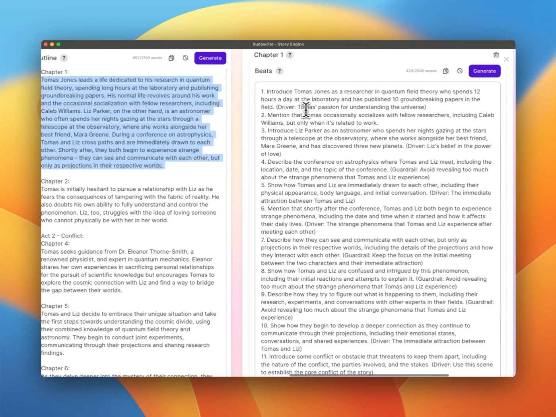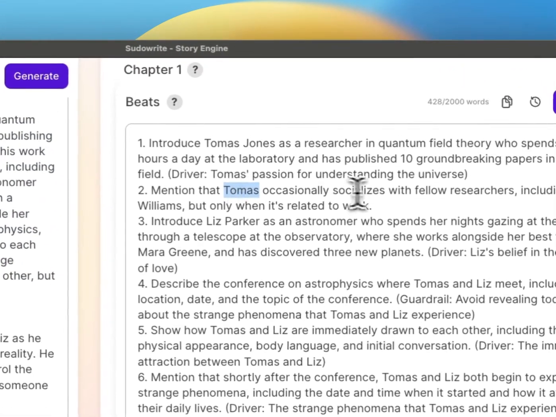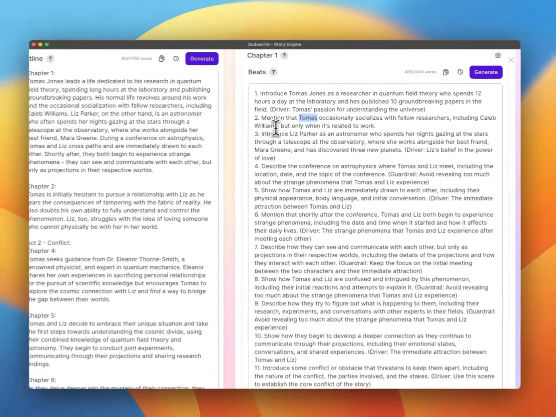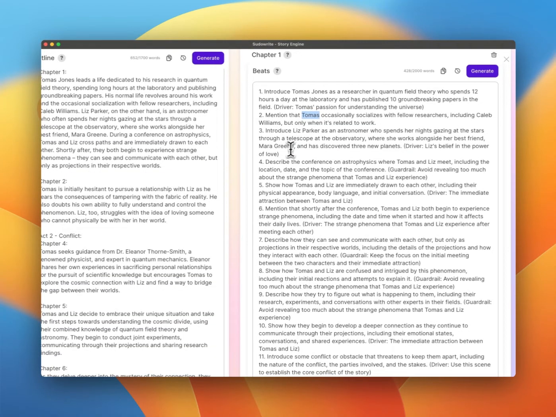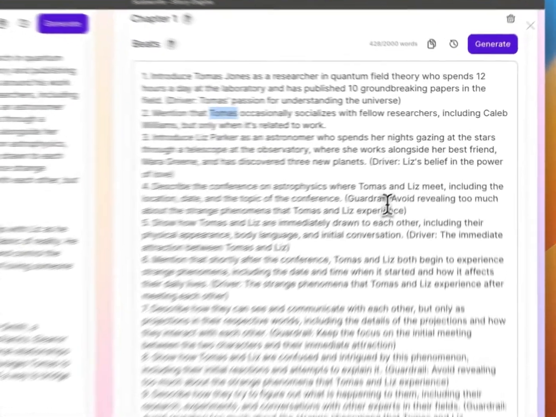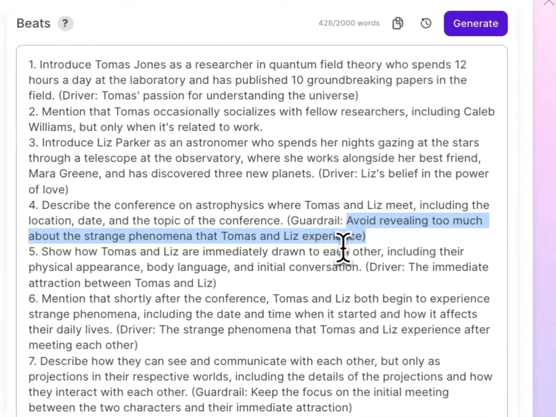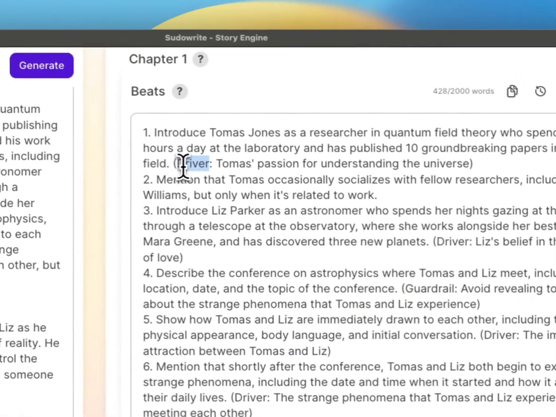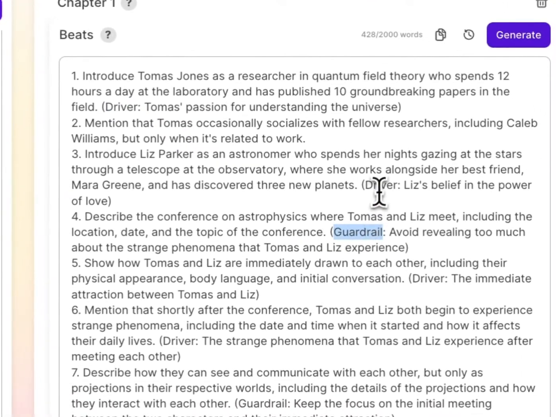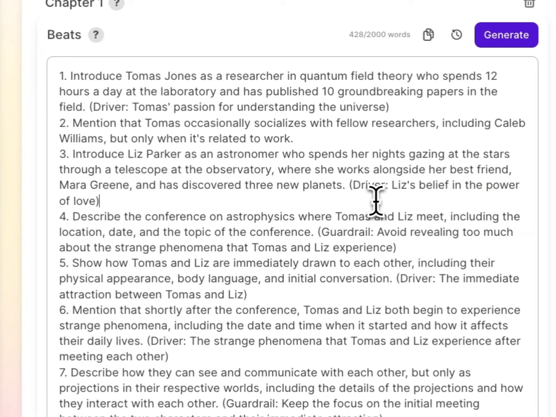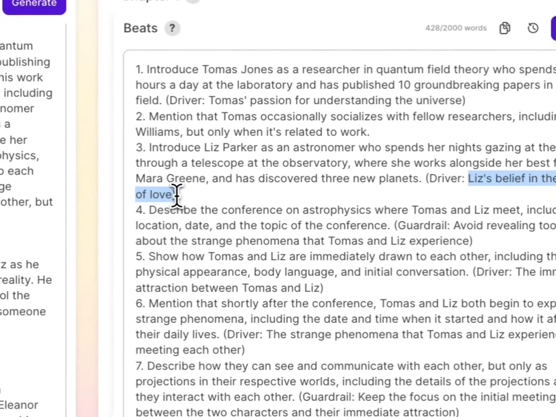We introduced Tomas. We mentioned Tomas socializes with fellow researchers, including Caleb. And we introduced Liz as well, described the conference in astrophysics, avoid revealing too much about the strange phenomena. And so you'll see these drivers and guardrails. Drivers are things that drive the scene that we really want to hit in terms of this plot point. Like, for example, Liz's belief in the power of love.